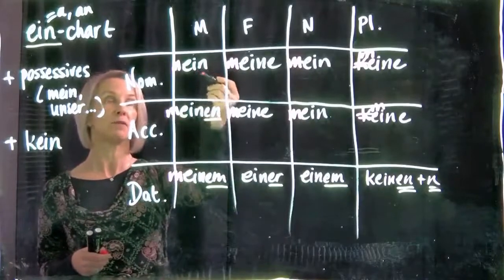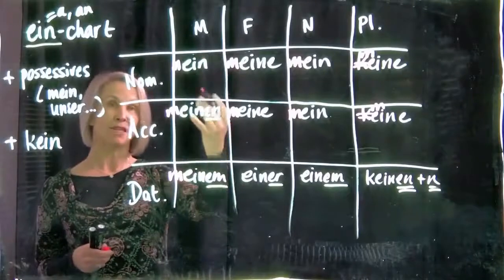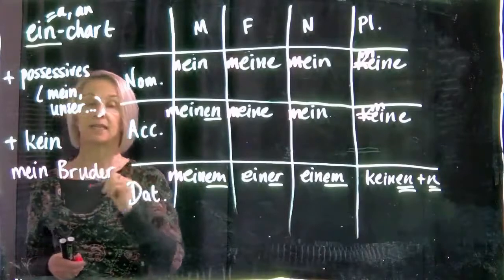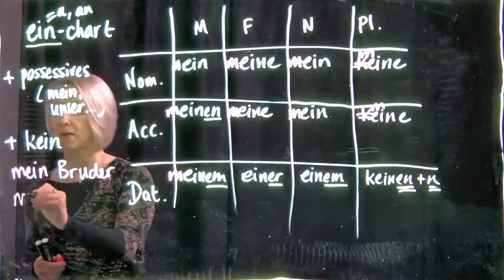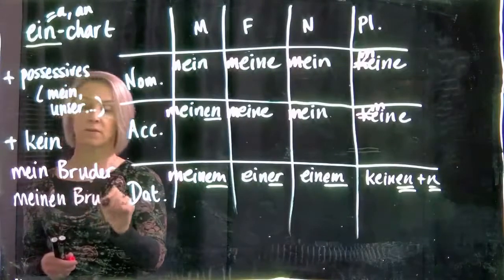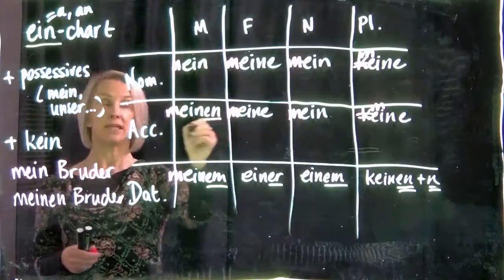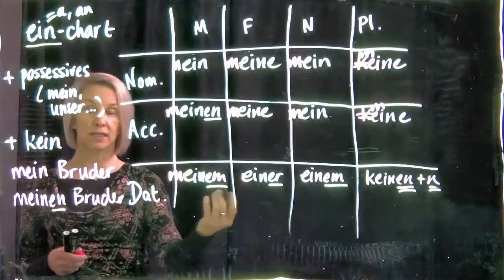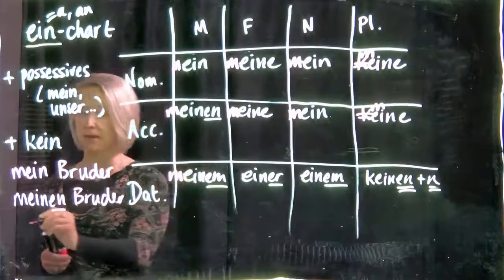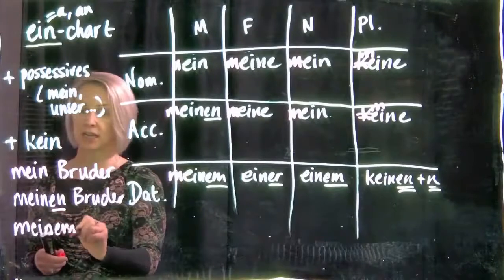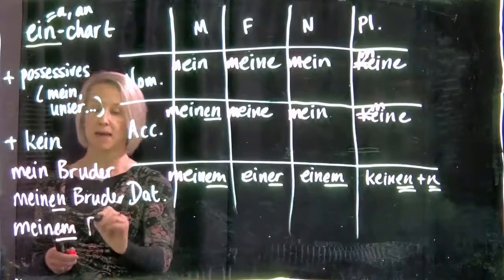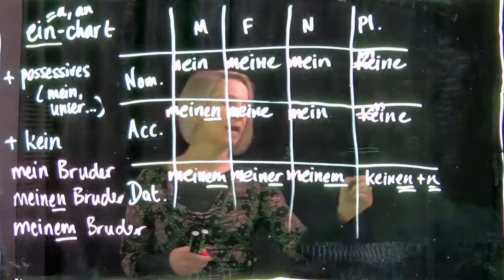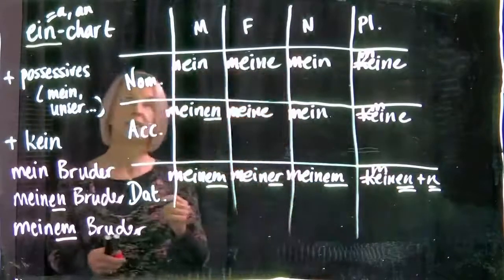So, for instance, if we're talking about my brother, if my brother is the subject of the sentence, nominative, it will be simply mein Bruder. If my brother is the direct object in the sentence, it will be meinen Bruder, because Bruder is masculine, but now it's the direct object, so mein has changed to meinen. And then if the brother, my brother, goes into the dative case, and we'll talk about when that might be the case soon, then we're going to change the en ending to an em ending, meinem Bruder. Okay, so meinem, meiner, meinem, and meinen plus n.